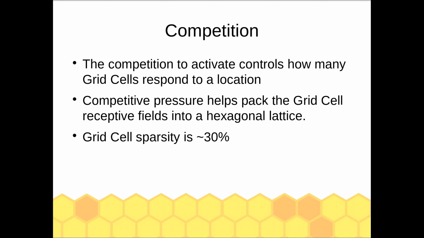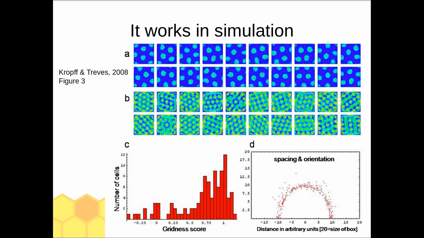Grid cells compete to activate just as they do in a spatial pooler. The competitive pressure helps pack the grid cell receptive fields into a tight formation. And if you pack many spheres into an area, then naturally they form themselves into a hexagonal lattice. And this works in simulation.